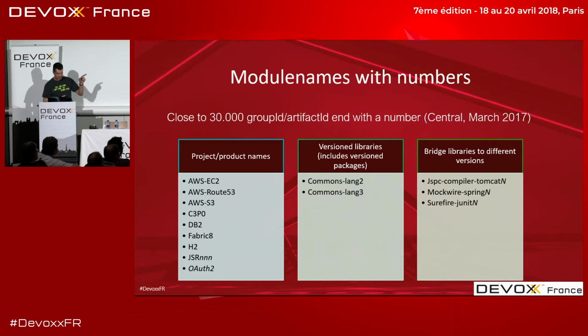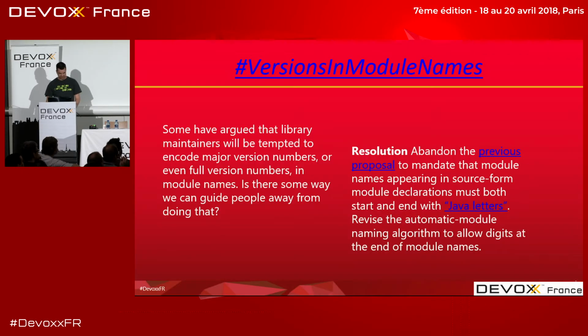And the last column is about, I would call them bridge libraries. And even Maven itself uses these kinds of bridge libraries. So for Surefire, we had different implementations based on the version of JUnit. So that was for us a good reason to start this discussion. And this was the result in the end, that they finally allowed module names to end on a number. So, perfect.